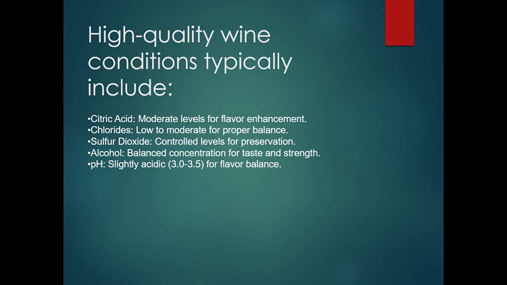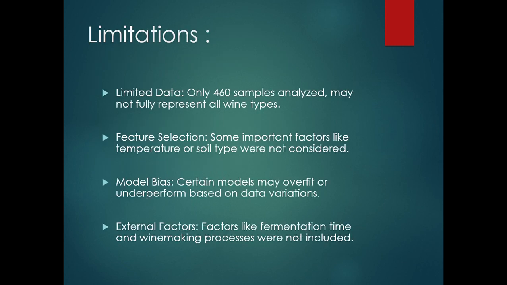High quality wine has these typical conditions. Citric acid is moderate, chlorides is low to moderate, sulfur dioxide controlled, alcohol balanced, and pH slightly acidic.